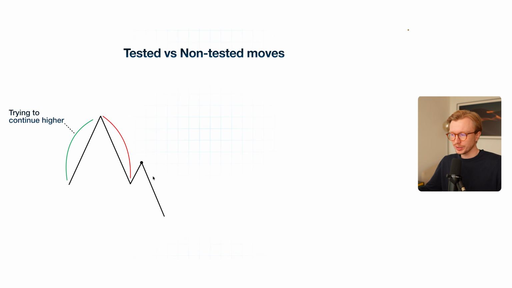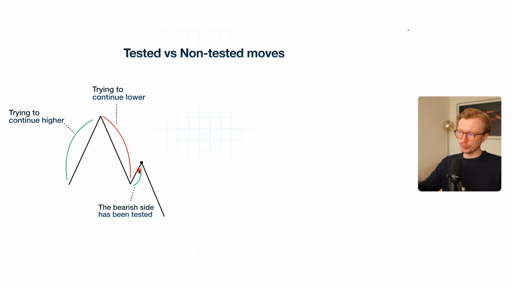So what is it that we have? Well, again, it's trying to continue lower right here. Afterwards, the bearish side has now been tested because this move right here is trying to continue higher, but it failed to do so. It's not equaling that bearish move or anything like that. So now we are actually continuing lower instead. There's evidence that price is not strong enough to continue higher. So it's more likely that we are going to continue lower, right?